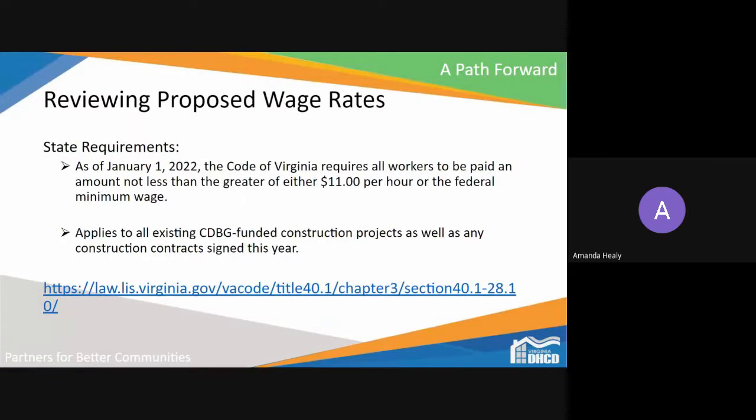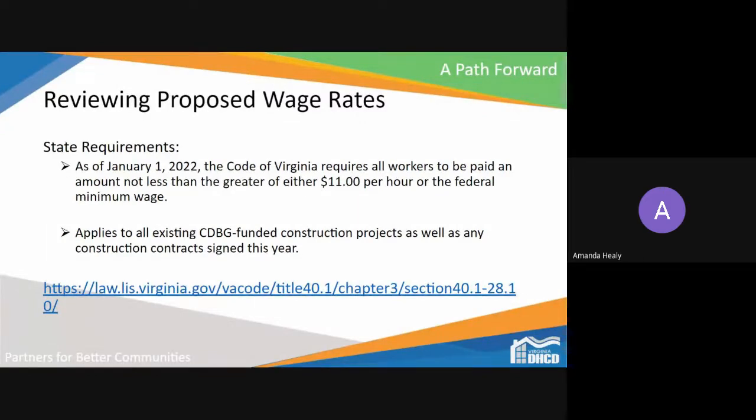So when you're reviewing the proposed wage rates, you have to keep in mind two things. The first one is, what are the state requirements for wage rates? And as of January 1, the Code of Virginia requires all workers to be paid at least $11 per hour, or the federal minimum wage, whichever is greater. So you're going to have to make sure that they're not asking for anything less than $11 per hour. And that applies to all existing CDBG construction contracts already underway, in addition to any new one.